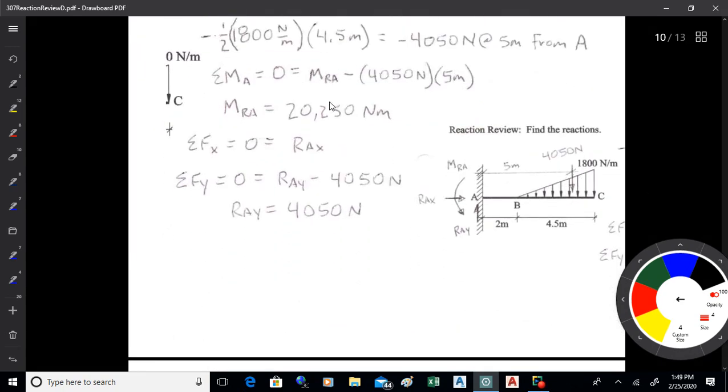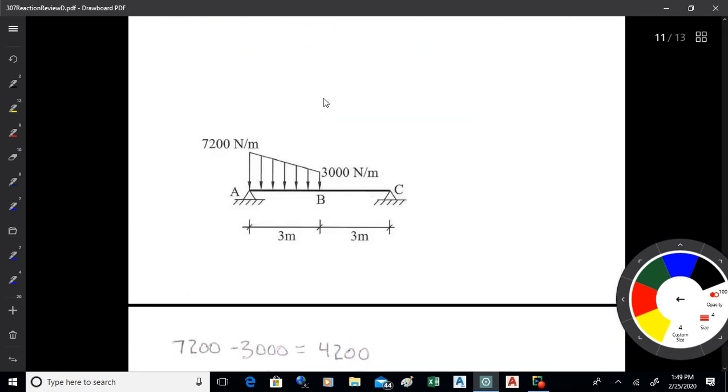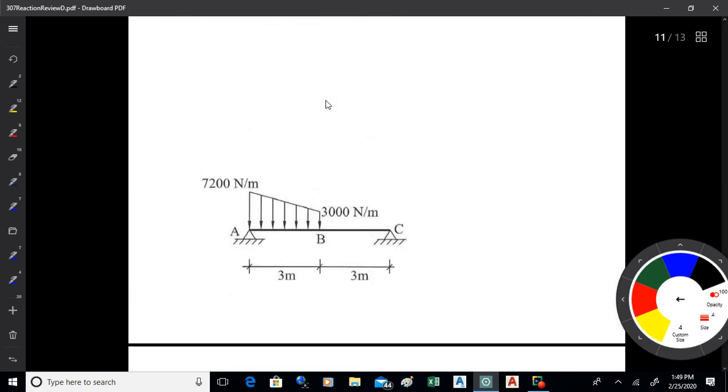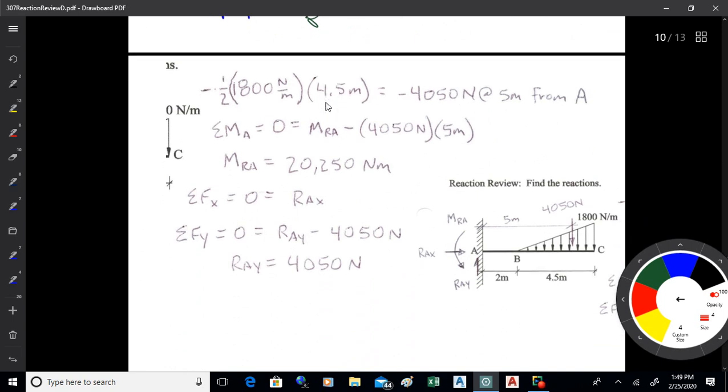There we go. So sum of Fx is 0. It's Rax. Sum of Fy is Ray minus 4,050. So Ray is 4,050. And then the moment doesn't appear to be on there, does it? Oh, yeah, I've got the moment there. Sum of Ma on the top. So that'll be MRA, positive because it's counterclockwise, minus 4,050 times 5. So MRA is 20,250.